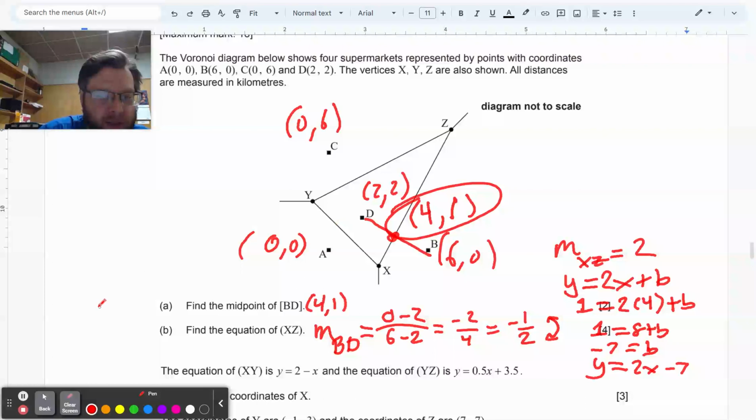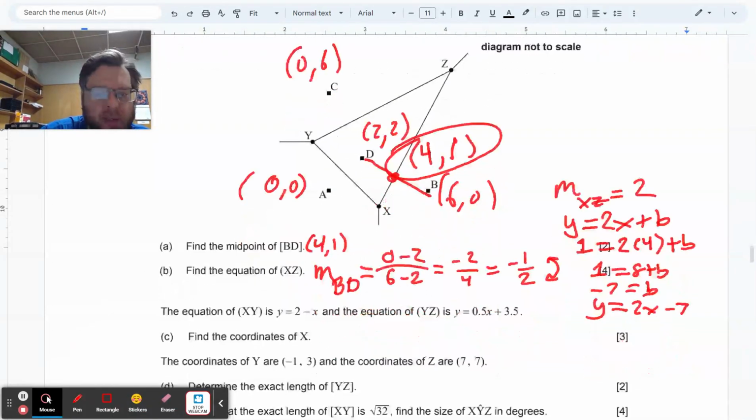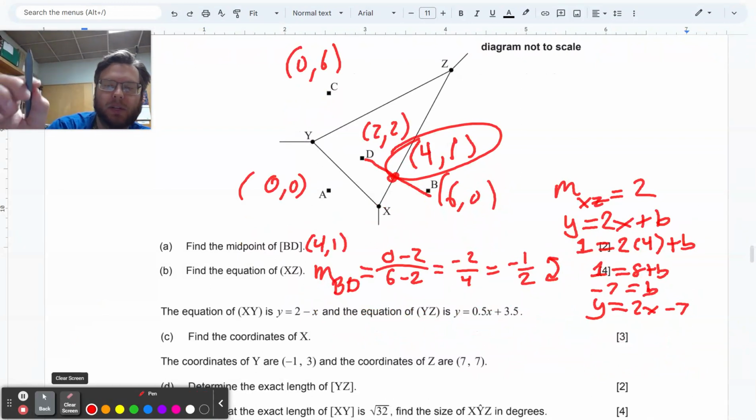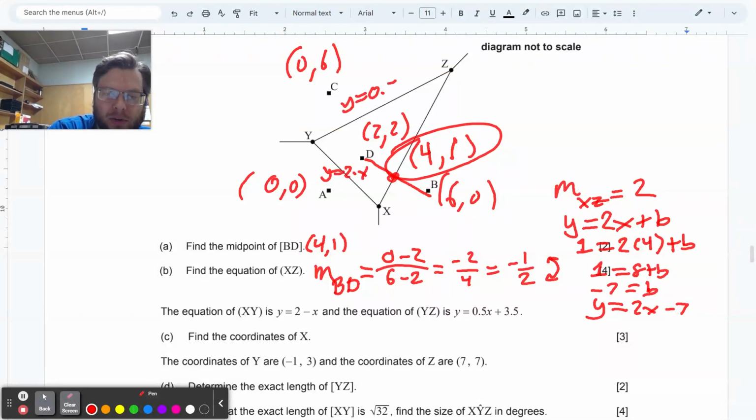All right, what else we got? The equation of XY is 2 minus x, and the equation of YZ is 0.5x plus 3.5. So let's just label that. This is 2 minus x. This is 0.5x plus 3.5. And then this is 2x minus 7.